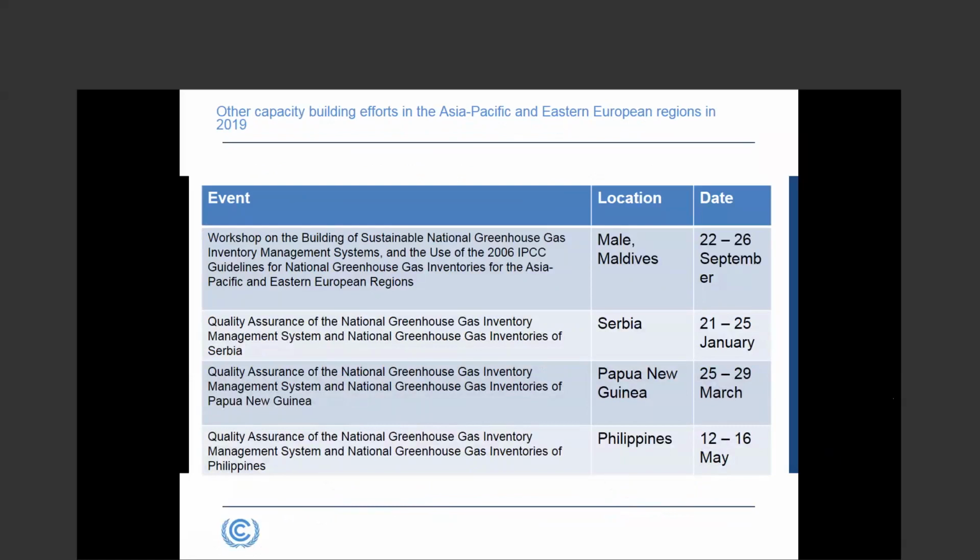Also, other than the workshop, which is going to be held in October, the Secretariat also organized other capacity building events in the Pacific and Eastern European regions this year. For example, in September in Maldives, there's a workshop on building sustainable national GHG inventory management systems. And also there are 3 quality assurance workshops this year in January, March, and May. And all the information will be listed on the UNFCCC website.